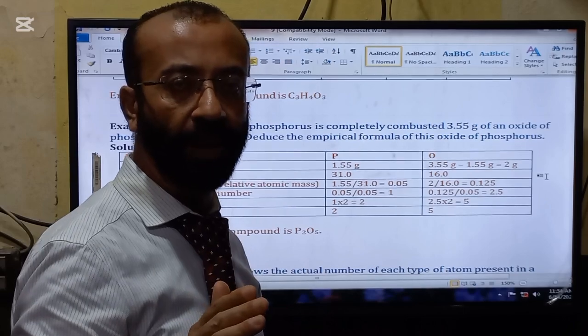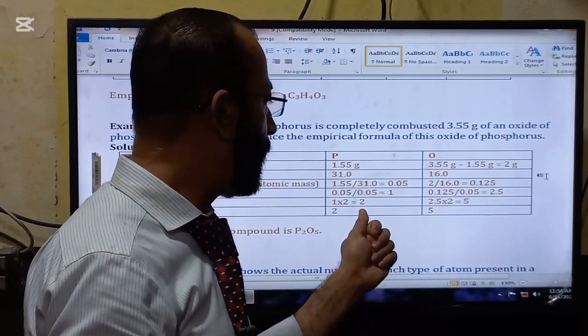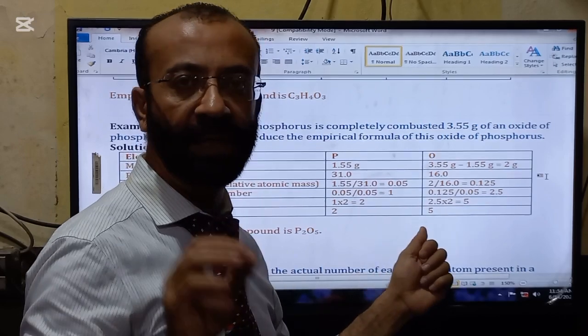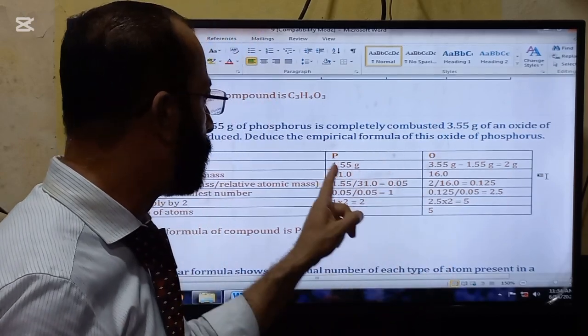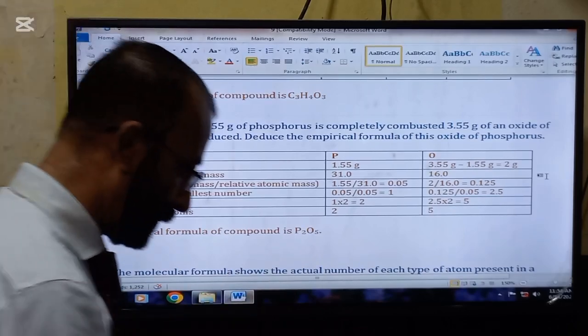And the final step of the procedure is to make these numbers the subscripts of these atoms. So P2O5 is the empirical formula.